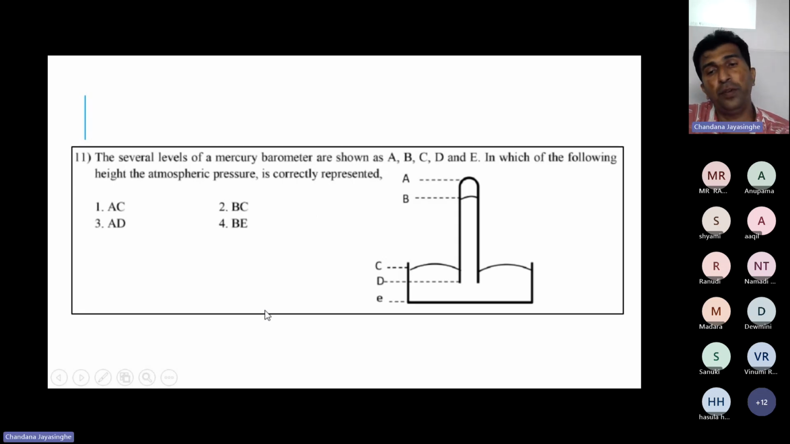Now, this is another very important thing when you consider the mercury barometer that you learn under the section called physics. Here we can see atmospheric pressure created on the mercury column, so mercury travels through this capillary tube upward. They ask about several levels of the mercury barometer shown as A, B, C, D, and E. In which of the following is the height of the atmospheric pressure correctly represented? Here it represents B to C, normally 76 centimeters of mercury.